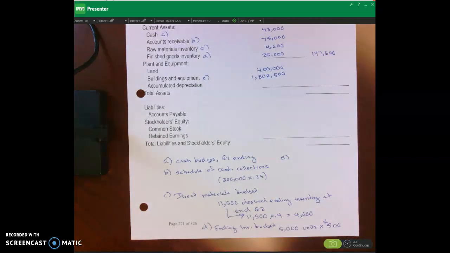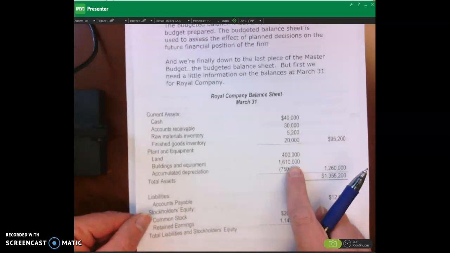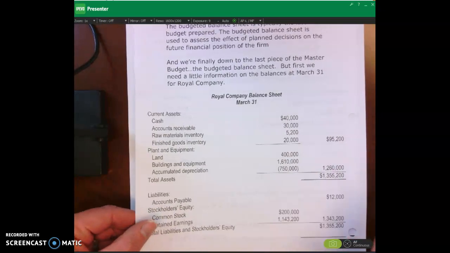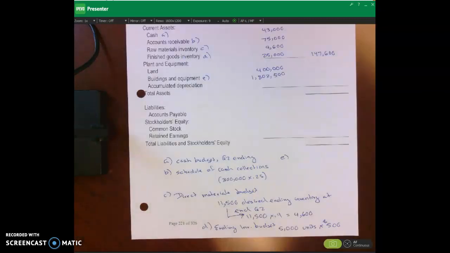And the way I got that number is right over here on March 31st. We have our buildings and equipment right over here. We did not sell any buildings or equipment, but we did buy some more.